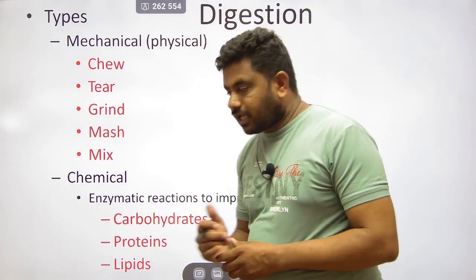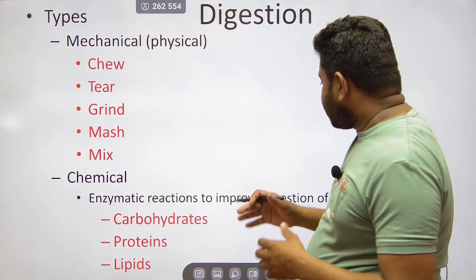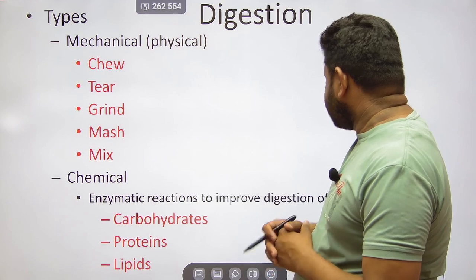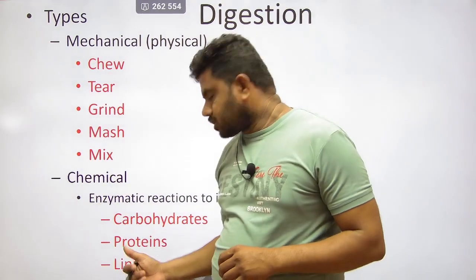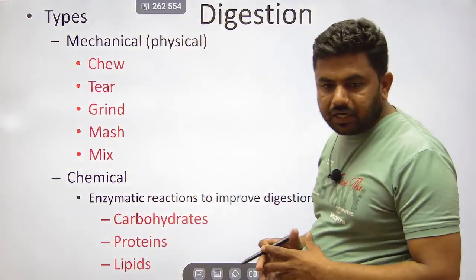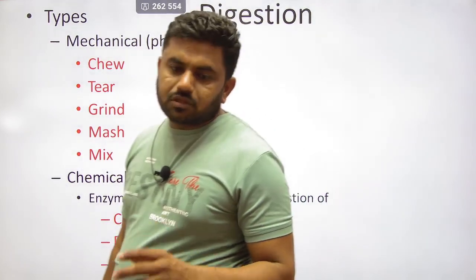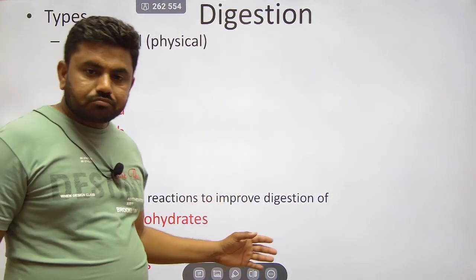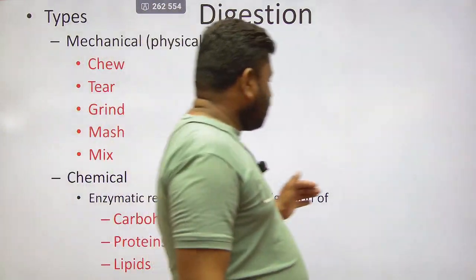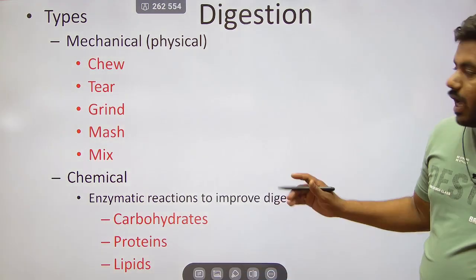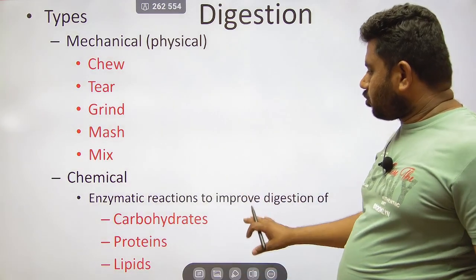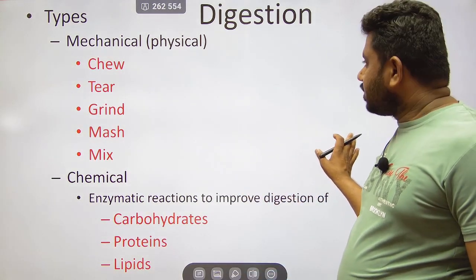And then the next one is the chemical. Enzymatic reactions to improve the digestion of carbohydrates, proteins, then lipids, that is the fats, all of that comes in this chemical digestion. Okay, this all happens during digestion of our food.